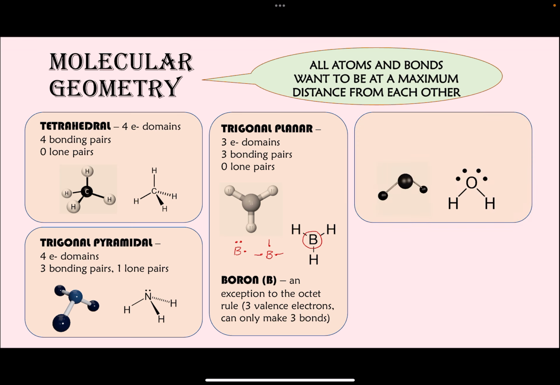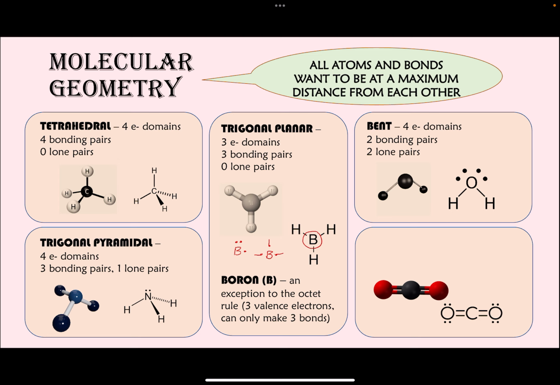All right. If we have a geometry like this, where you still have 4 electron domains, however, 2 of them are bonds and 2 of them are lone pairs, then that geometry is bent. So this is why water has a bent geometry. And finally, if we are looking at an electron domain like this, a geometry like this, where you have only 2 electron domains and both of them are bonds, then this represents a linear geometry.